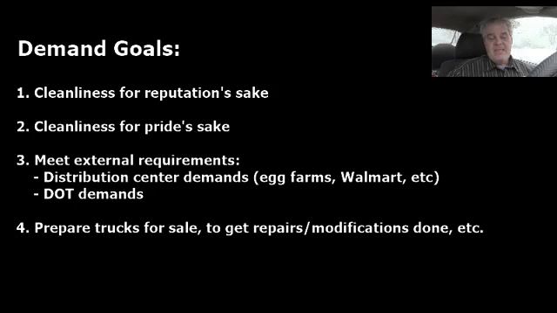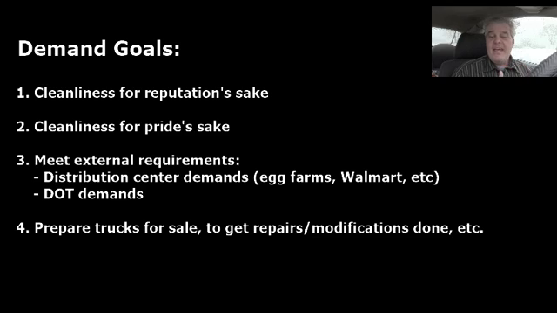There's also to meet external requirements. That's one of the goals of why they would come in and use our services. For example, I mentioned before the distribution centers where they're going to pick up their freight, they would have demands. They want to see a receipt. But of course, the receipt presumably means that the work was actually done, which we'll look at in a moment.